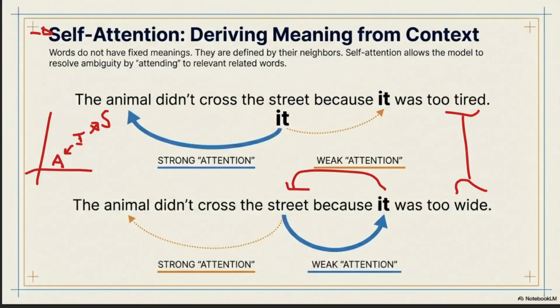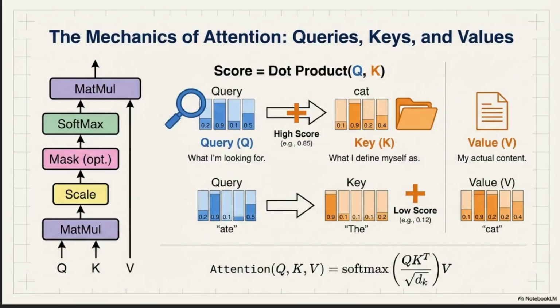Mathematically, to achieve this, we use 3 vectors for every word: a query Q, a key K, and a value V. Think of a database or a library search. The query asks what are you looking for, the key is the label or the index you match against, and the value is the actual content. To calculate attention, we take the dot product of the query and key. A high dot product means they are similar, so we give them a high score.